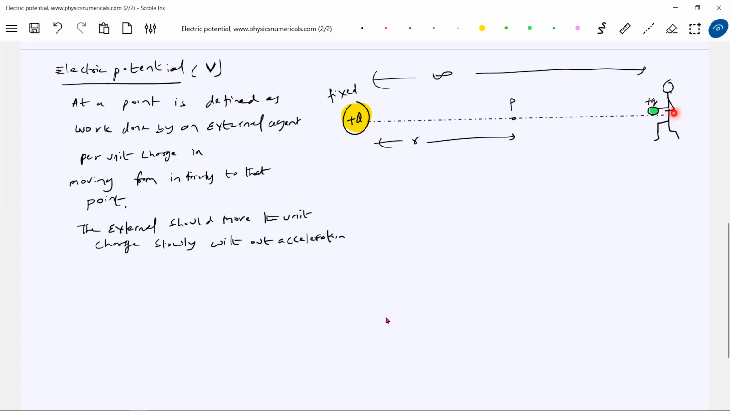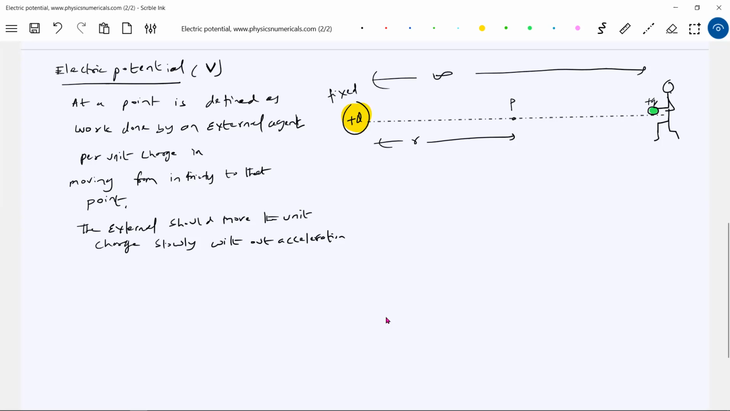So what this external agent will do, he is a person. What is an external agent? Some agent who can do that. To make you understand, I'm bringing the idea of a person. He will hold the unit charge and move it slowly, from rest to rest, from infinity to that point. The work done by him per unit charge to move the charge slowly from infinity to that point is defined as the electric potential.